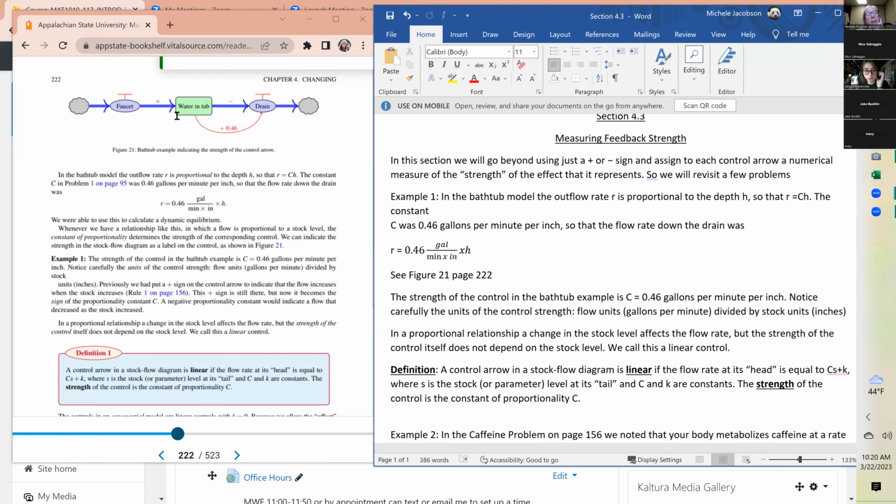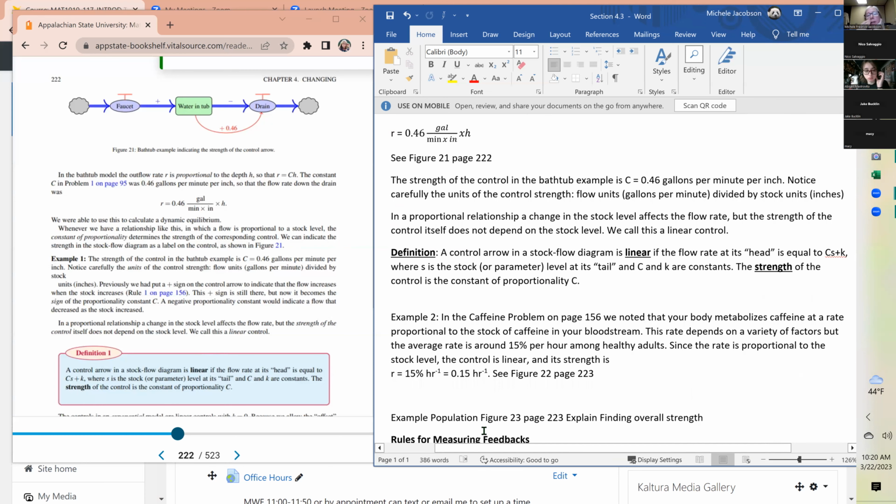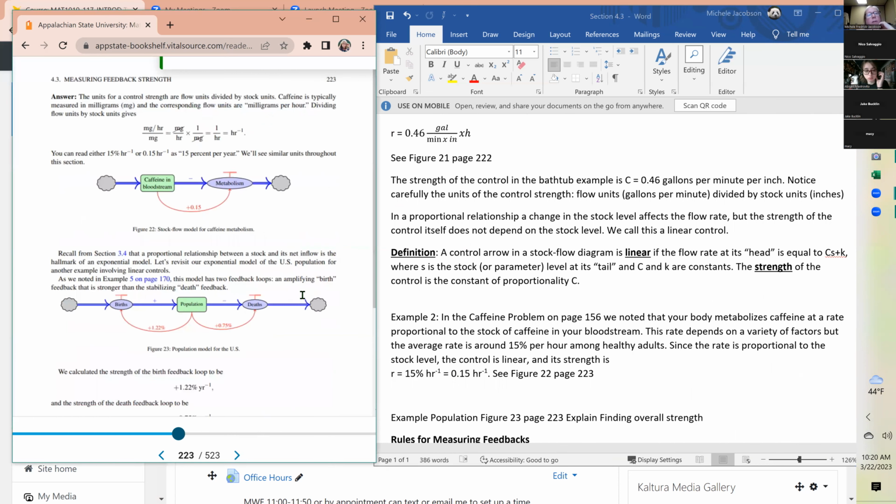But this one, it was saying 0.46 here. Example 2 shows a little bit more. The caffeine problem, if you remember when we did that. If you wanted to go back and look at the caffeine problem, it's on 156. But they'll show you in figure 22 on the next page. Right here.